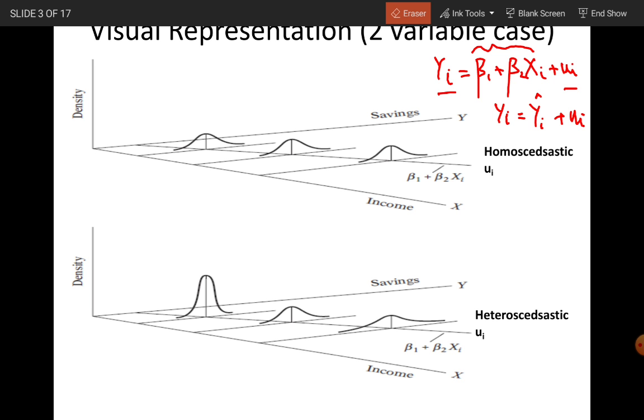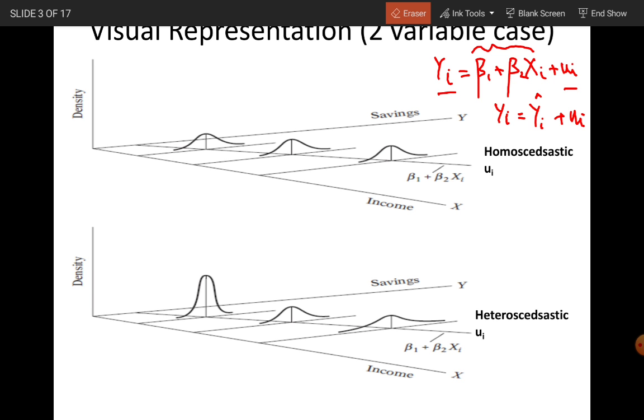So you can look at that diagrammatically. It's a three-dimensional diagram. You have your x-axis and your y-axis. On your x-axis is income, which is your explanatory variable, and your dependent variable is savings on the y-axis. You can see the first diagram is that of homoscedastic deviations. Every yi corresponding to xi is equally spread about the mean yi value. On the other hand, look at the second diagram.